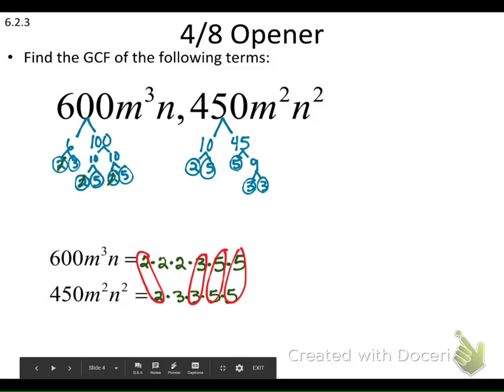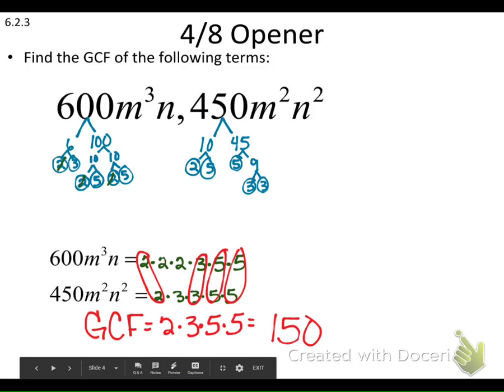So my greatest common factor is going to be: they share a 2, they share a 3, they share a 5, and another 5. So we're going to have to multiply those factors together. So 2 times 3 is 6, times 5 is 30. Then what's 30 times 5? Close. You said 3 times 50? 3 times 5, 150. I said 50. Okay, but we're not done.